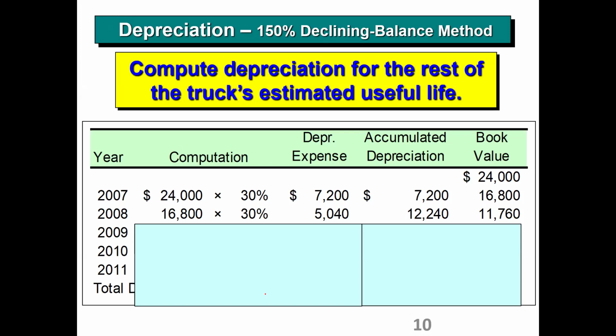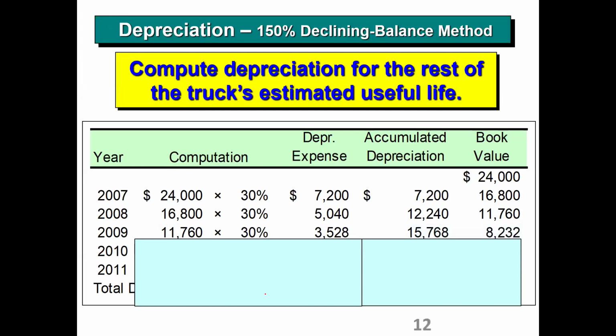We are left with 11,760. In the third year, we have 11,760 into 30%, and the depreciation expense is 3,528. We'll add this to 12,240 and get 15,768. We'll subtract this 3,528 from 11,760. We are left with 8,232. In the 150% declining balance method, in the last 2 years, we are not going to continue with the same formula.